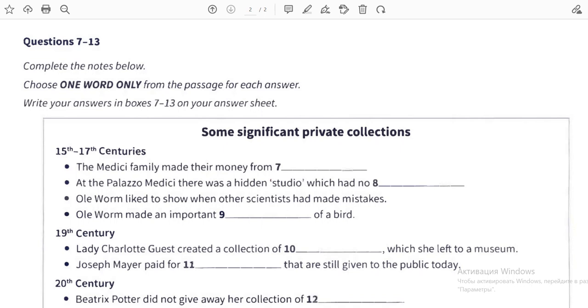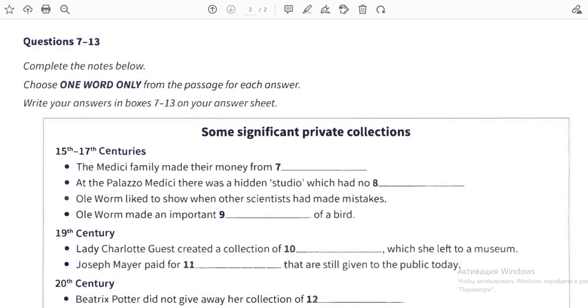So, read the instructions carefully once again. If the instructions say one word only, as here, and you write 2 words, you will receive no marks, even if one of your words is the correct answer. The notes have a title. Always use this to help you locate the relevant part of the text.